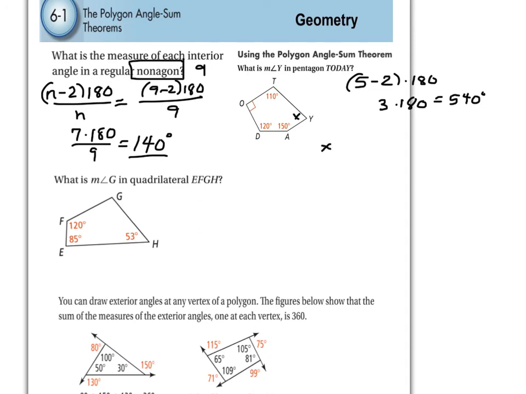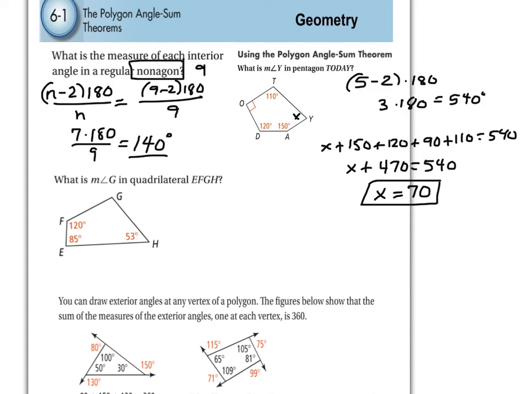So I'm going to take the X plus 150 plus 120 plus the 90 plus the 110, and that's going to equal 540. Combine my like terms, and I get 470 when I add all 4 of those numbers. Subtract 470, and I end up with the X value of 70 degrees for that angle.